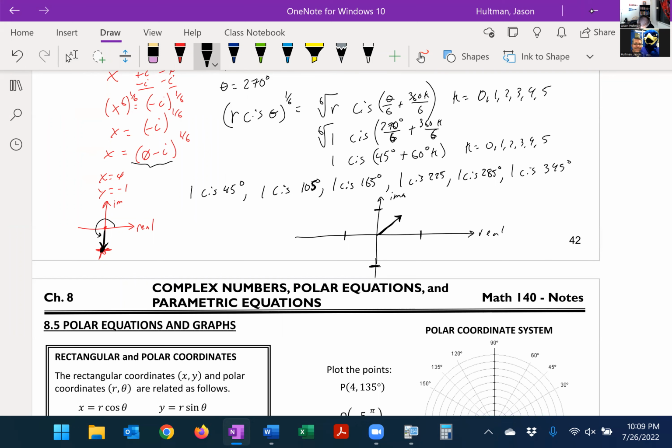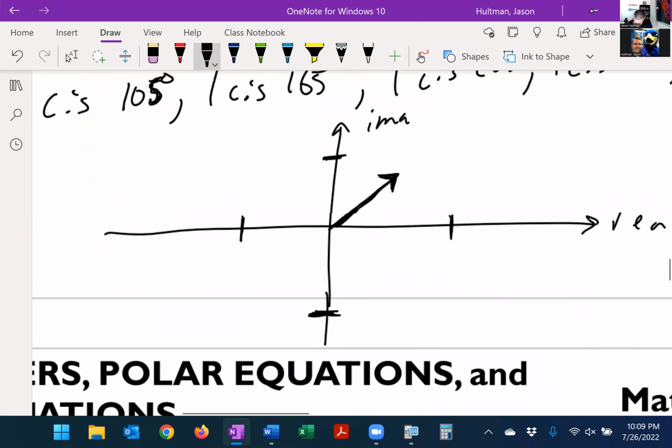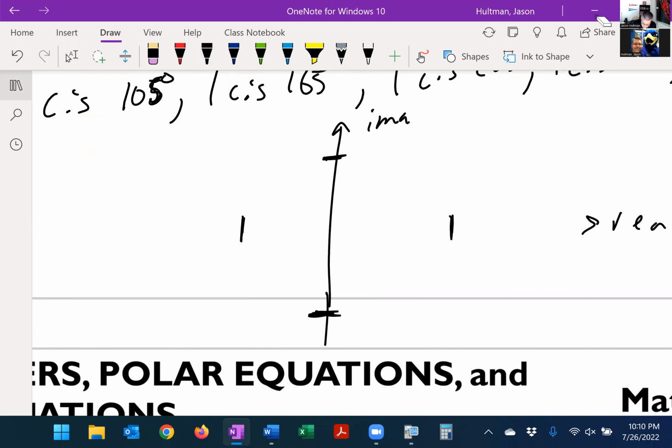I'm going to zoom in, and this is divided in half. This is 45. What I really want is to get these in 15 degree increments, so that I can show you what I can do to make these easier to graph. So again, let me just draw it one more time.